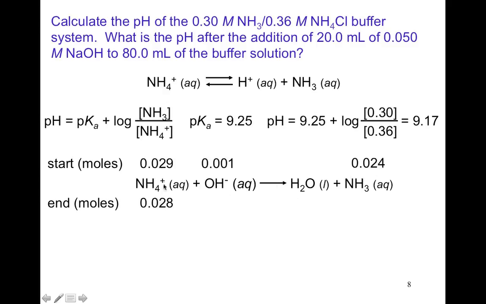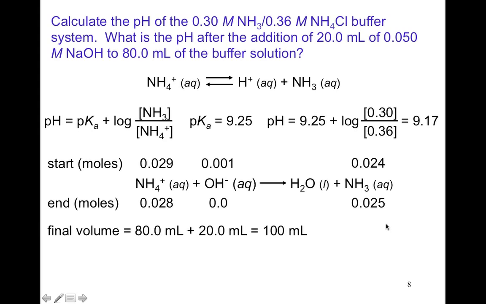So when we end, we're at 0.028. We're ending at 0 of the hydroxide because the ammonia has to kind of absorb that hydroxide. And we're going to be making more NH3 as a result of that. So then you look at your final volume and you say, well, we've got 80 milliliters and we've added 20 milliliters. So we're ending up at 100 milliliters.